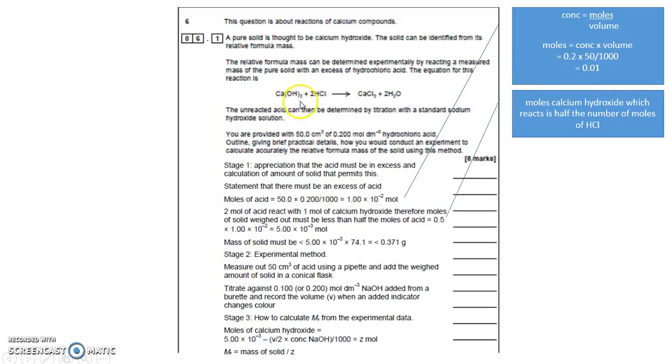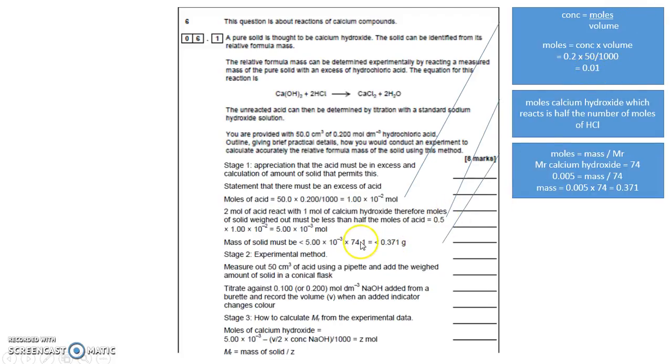You've got to realise that for 2 moles of acid, you only react with 1 mole of calcium hydroxide. So 2 of these react with 1 of these. Half as much of this reacts as you've got of this. So you've got to divide it by 2 to work out the number of moles of calcium hydroxide. So that equals 0.005 when you divide this number by 2.